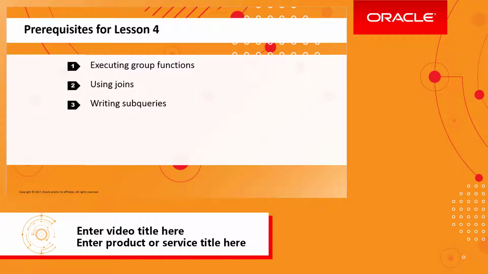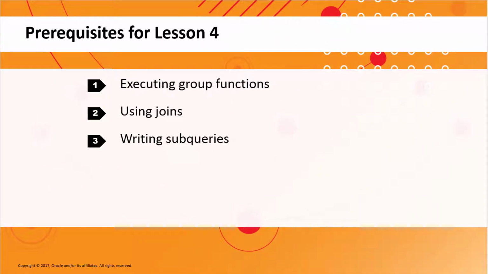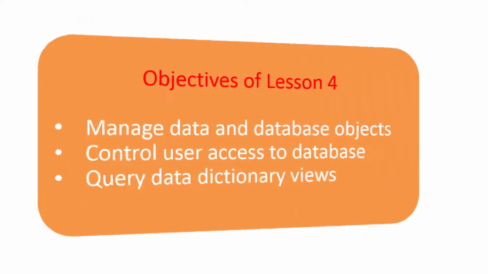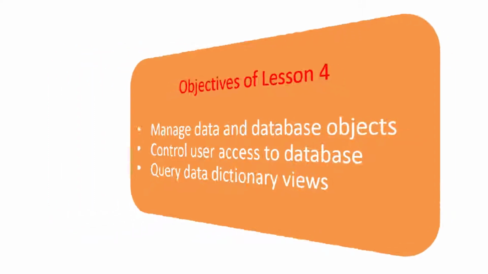In order to understand the concepts covered in Lesson 4, you need to be familiar with the following topics covered in Lesson 3: executing group functions, using joins, and writing subqueries. By the end of Lesson 4, you should be able to manage the data in the tables and manage the database objects. You should also be able to control user access to the database and query data dictionary views.